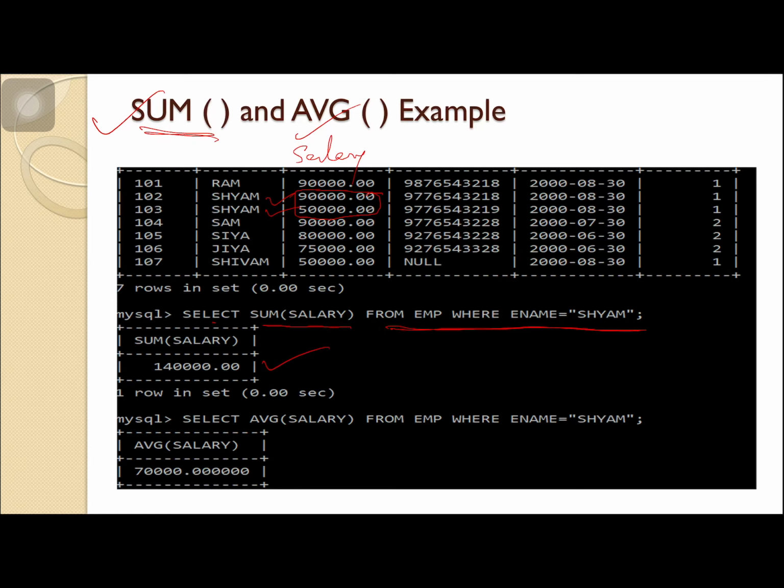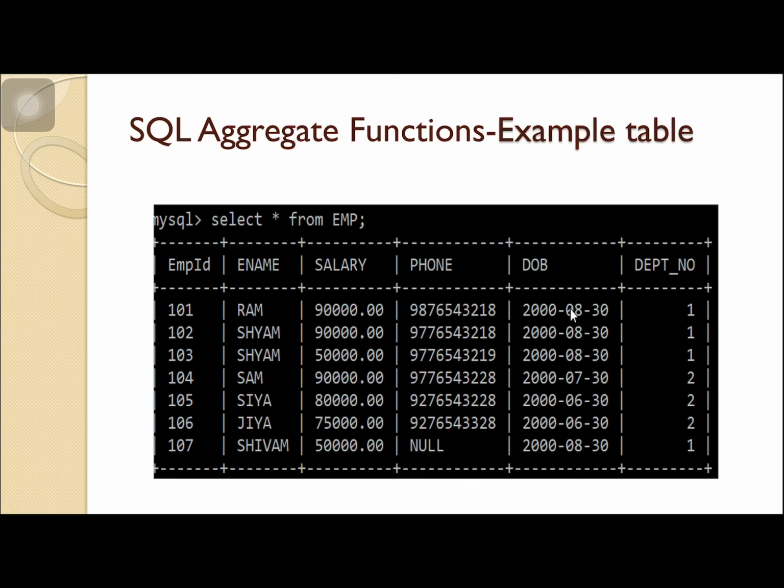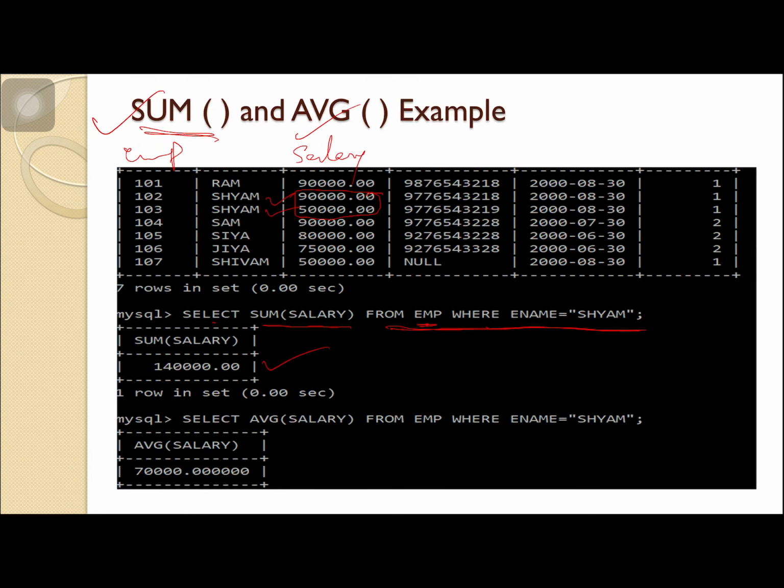Select sum of salary from employee EMP table. This table is the EMP table, and this is the salary column. From the employee table where ename equals Shyam. So what will be the output? Add the values of the salary column where ename equals Shyam. Then the output will be this.